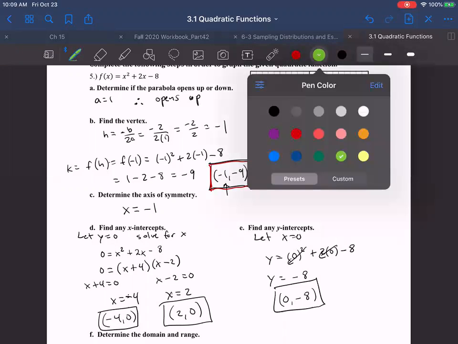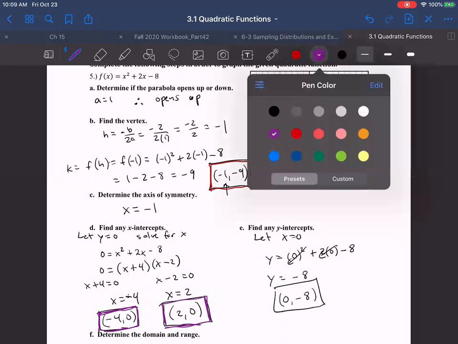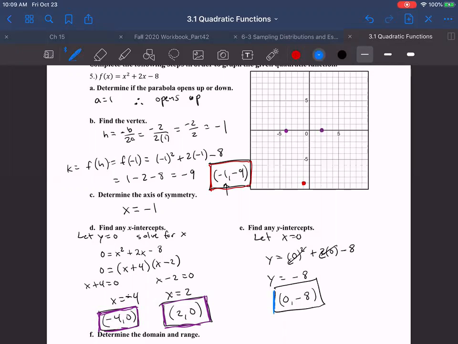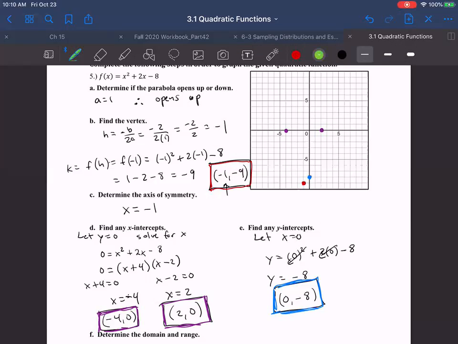Next, we have our x-intercepts. I'll put a box around those in purple and drew those in purple here. So that goes to negative 4, 0, that's right there. And then of course 2, 0 right there. After that, we have a y-intercept that occurs at 0, negative 8 right there. We can also put in our axis of symmetry. I'll do that here with light green.